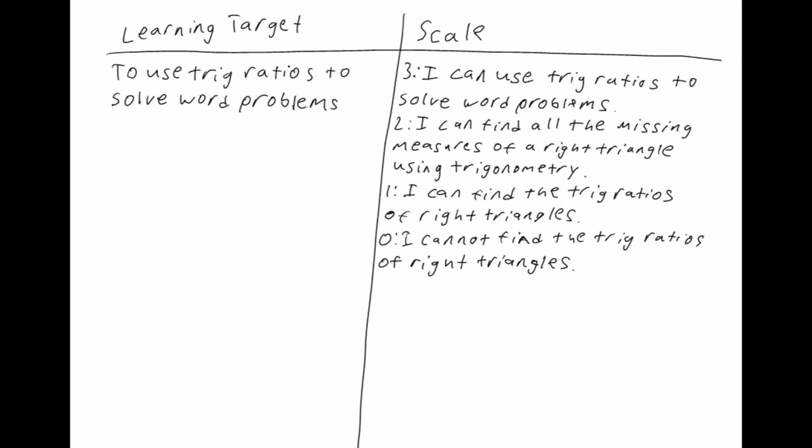The learning target for today is to use trig ratios to solve word problems. Scale for a 3, you can use trig ratios to solve word problems. 2, you can find all the missing measures of a right triangle using trigonometry, which was a 3 in the last video. 1, you can find the trig ratios of right triangles. And 0, you cannot find the trig ratios of right triangles. Let's get started.